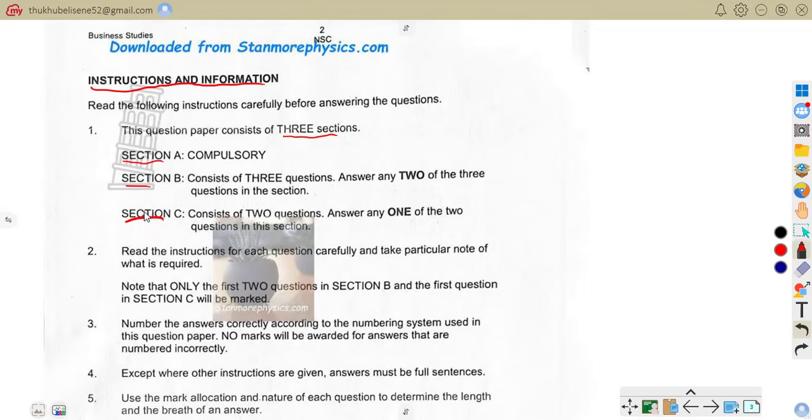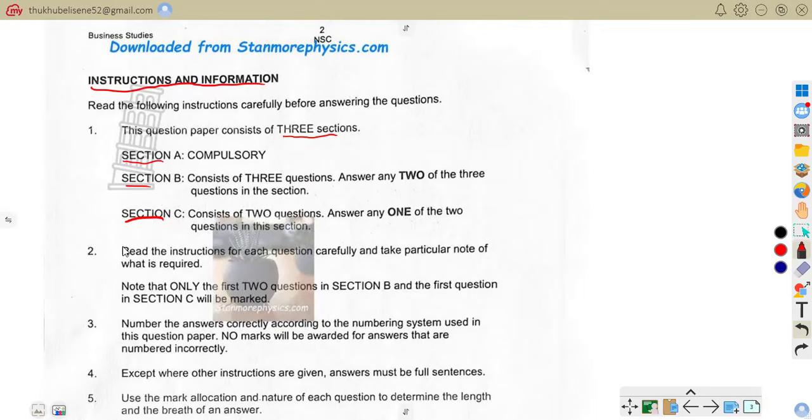Section C, which we are going to do later, consists of 2 questions, and we are to answer 1 question of the 2 questions in this section. So, like I've said, we are going to answer all the questions on this question paper. Section C, we are going to do in the next presentation. Now, let us come to instruction number 2.